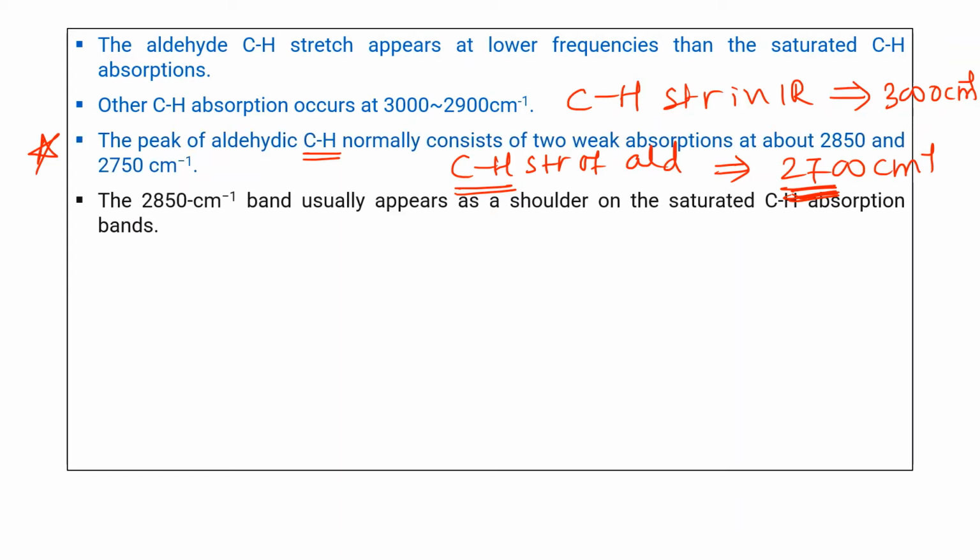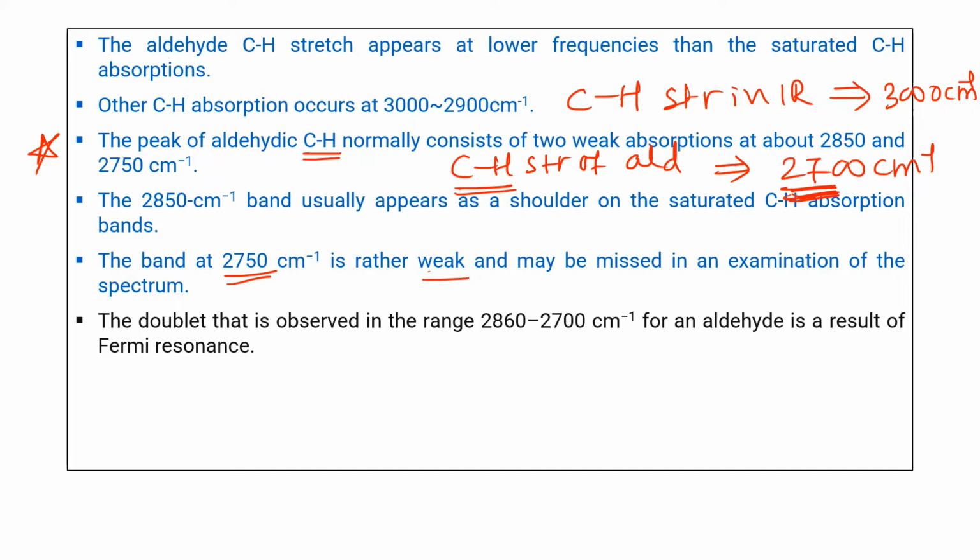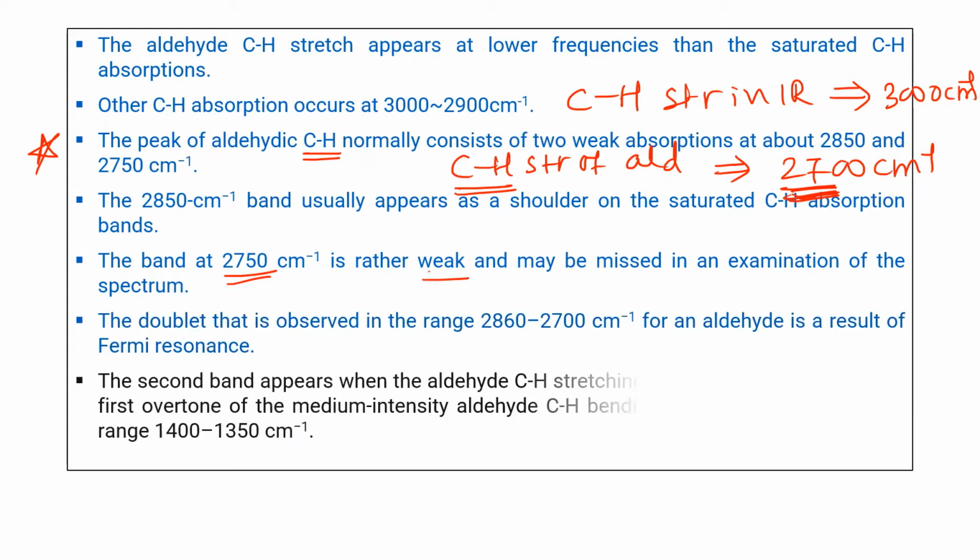The 2850 centimeter inverse band usually appears as a shoulder on saturated carbon hydrogen absorption bands. The band at 2750 centimeter inverse is rather weak and could be missed during examination of the IR spectrum. The doublet that is observed in the range of 2860 to 2700 centimeter inverse for an aldehyde is a result of Fermi resonance. The second band appears when the aldehyde CH stretching vibration is coupled with the first overtone of the medium intensity aldehyde CH bending vibration appearing in the range of 1400 to 1350.